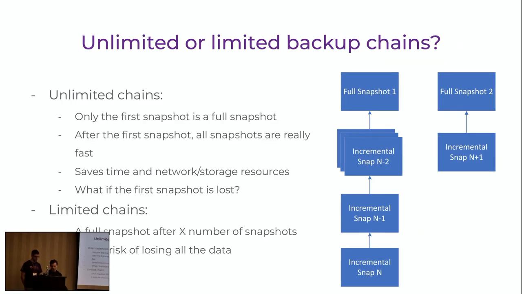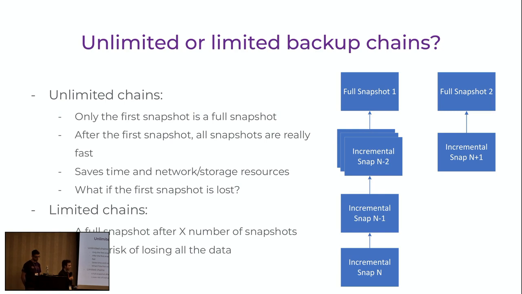So before going into the workflows that will be implemented in CloudStack, I wanted to bring a little discussion about whether we should be using limited or unlimited chains. In the example I gave you before, we had a full backup, and then all the next backups would be incremental ones. But the problem with this is that if we keep doing that, there's a risk of losing one of the backups in the middle of the chain, and that would make us lose all of the newer ones because they depend on each other. Another problem is that if we have a really big chain and want to restore it, we will have to merge, let's say, 100 files into one, and this can take a lot of time.